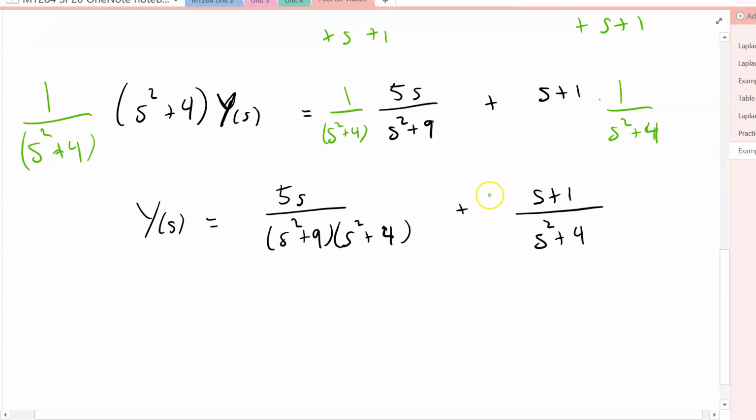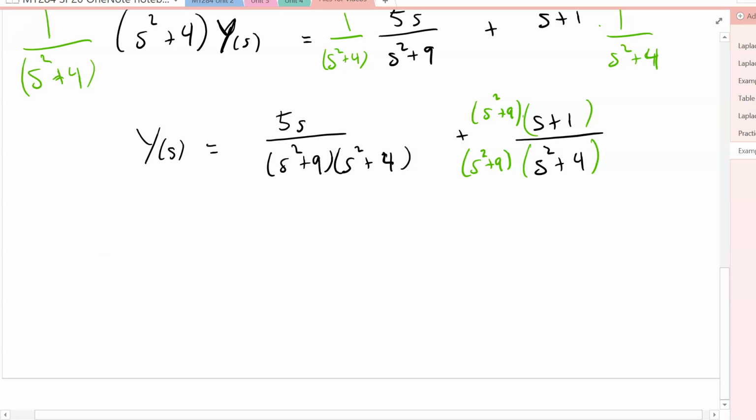Let's add these fractions together first, because we don't have the same denominator. Alright, let's combine this as one term, and then we're going to apply partial fractions after that. Okay, so we need to get the same denominator to add these fractions, so that's going to be s squared plus 9 times s squared plus 4. So for the second term, we need to multiply the top and bottom by s squared plus 9. Alright, now we can put that all over one fraction.